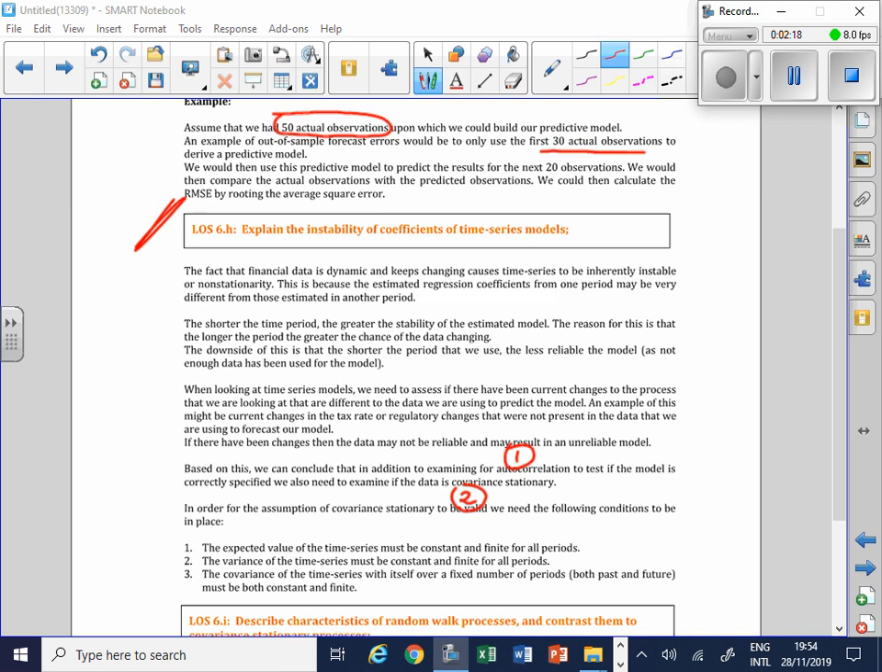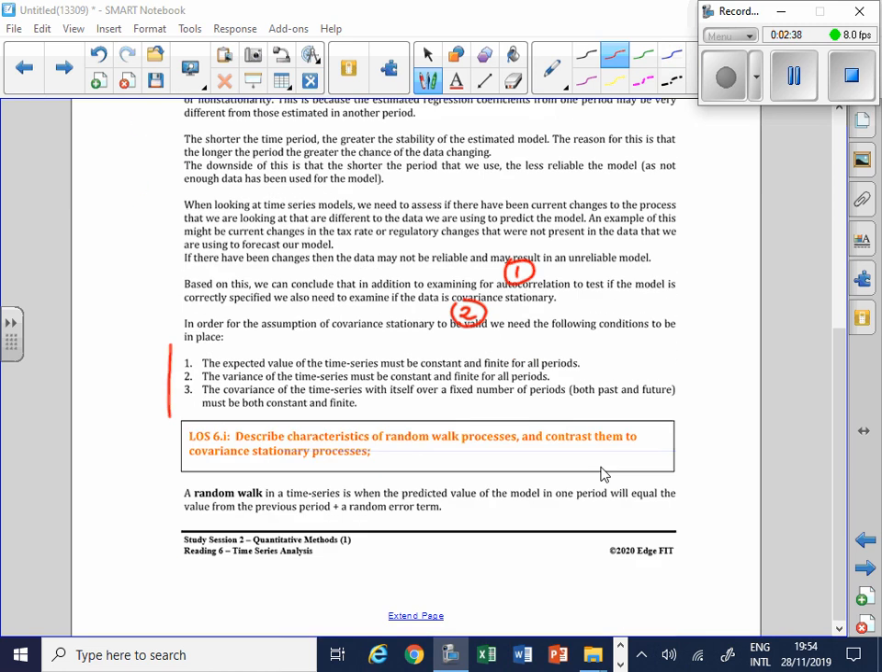So those are the two things. If I had a perfect world, what would I ask for? I would ask for no serial correlation and covariance stationarity. You happy with that? Okay. In order for the assumption of covariance stationarity to be in place, we've seen those three already. Okay, let's move on.